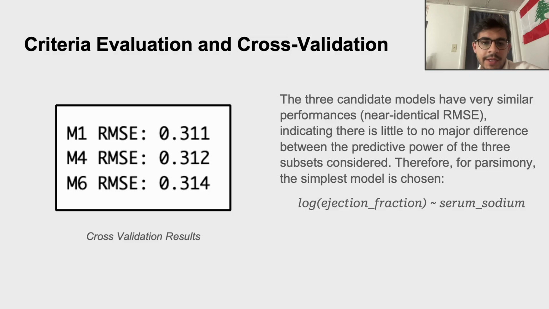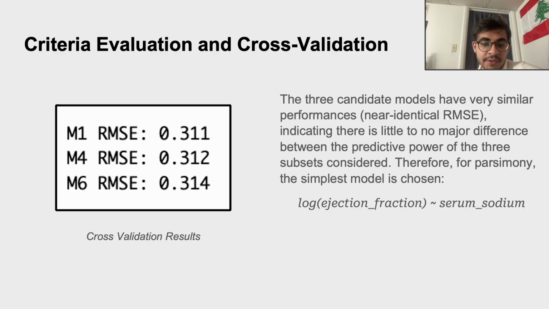So, after the 3 candidate models were identified, we used tenfold cross-validation in order to compare the root mean square error values across the 3 models, to identify the discrepancies within predictive power. Now, as seen on the picture to the left, all 3 models performed almost the same in terms of RMSE, with near identical values.